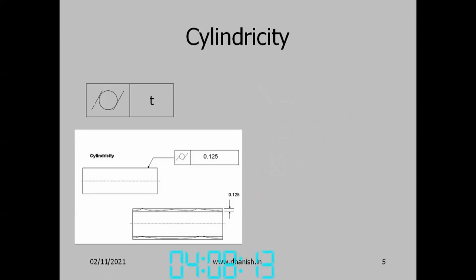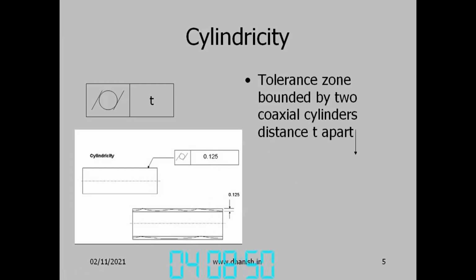Then cylindricity. Just like two circles, instead of two circles we have two cylinders. So the entire surface should lie within two cylinders, and the symbol is a circle with two lines. One point to remember is that this is the radial distance and not the diameter difference. So the definitions for roundness and cylindricity are based on radial distances. That's an important point to note. Based on that, I think I have some questions in the quiz.